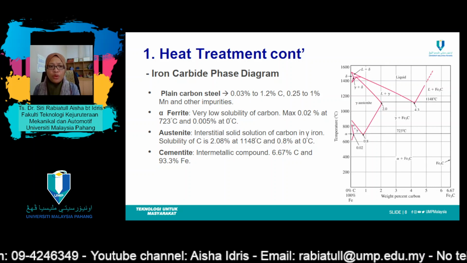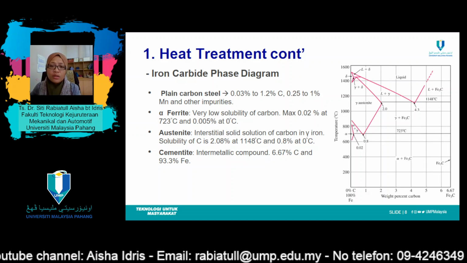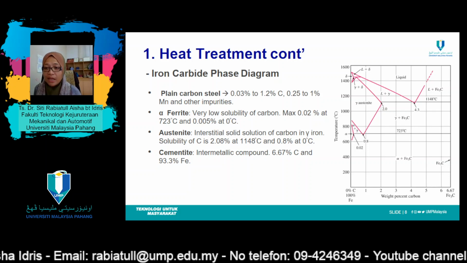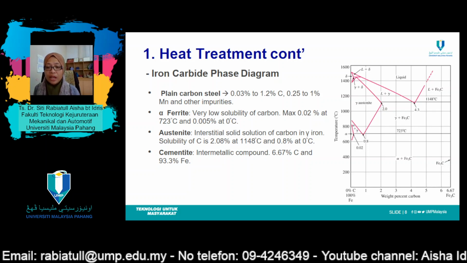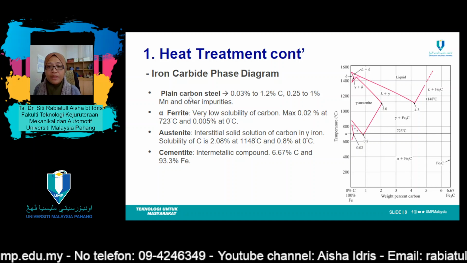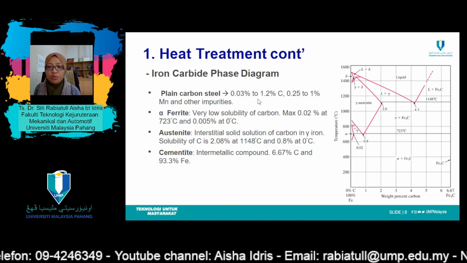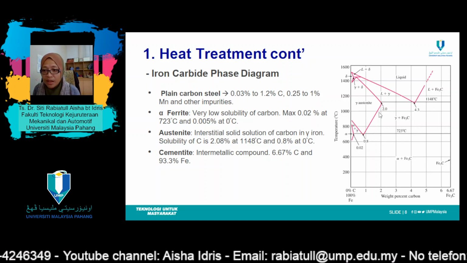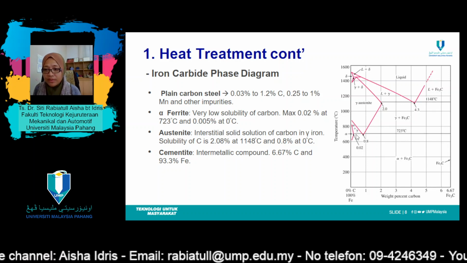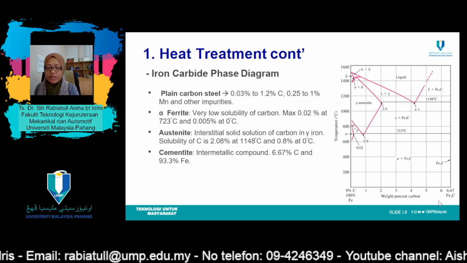Before we proceed with this topic and the heat treatment, these are the terminology that you should remember and understand. By right, in the previous lecture, this terminology was already explained to you, like what is carbon, a plain carbon steel. Plain carbon steel exists between 0.03 to 1.2 carbon, which is at this area, and the location of ferrite. This is the location for alpha ferrite. This one is for austenite, and this one is for cementite.